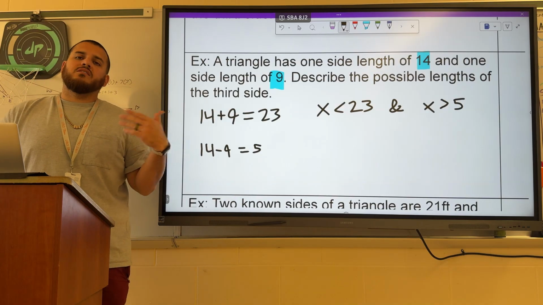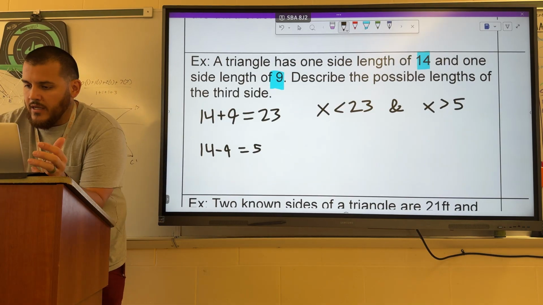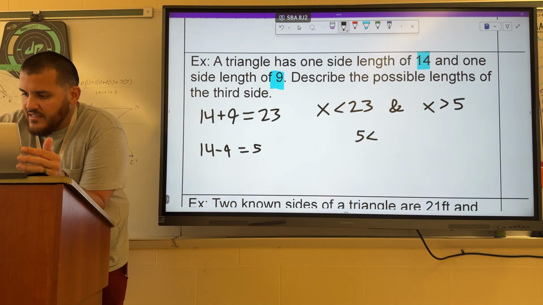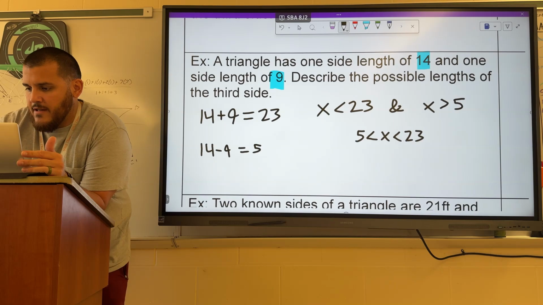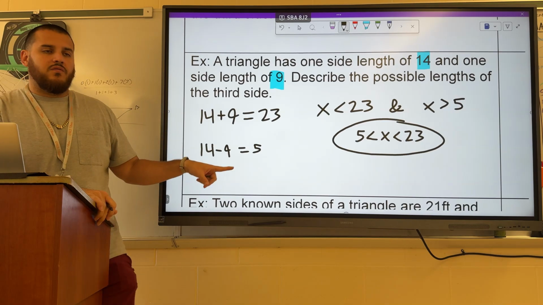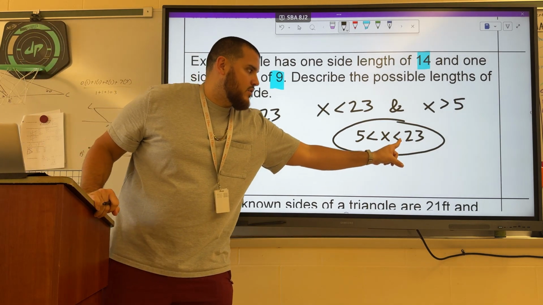What I prefer though is to write that all in one inequality, and that would look like this. 5 has to be less than x, or third side, which has to be less than 23. That inequality says all this stuff in one. We need to be greater than 5, less than 23.